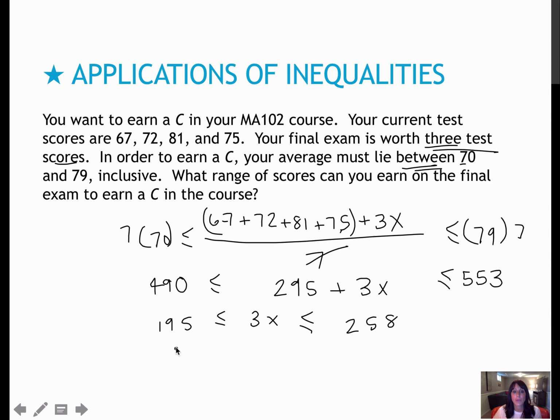So if I divide by 3, I get 65 is less than or equal to x is less than or equal to 86. So that tells me that on the final, I can earn a 65 up to an 86 and still get the C that I want in MA 102. Now what would happen if I did better than an 86? Well, then I get a B or a B minus instead.